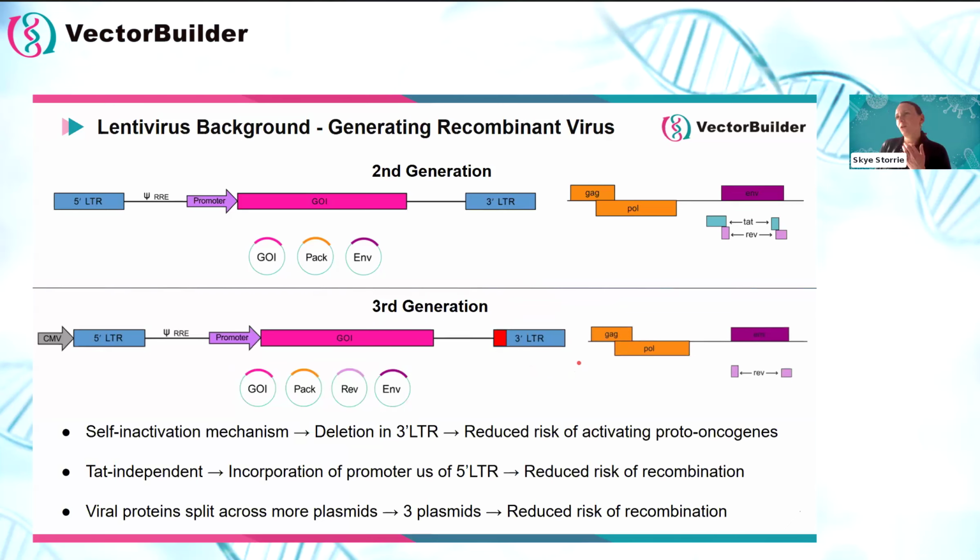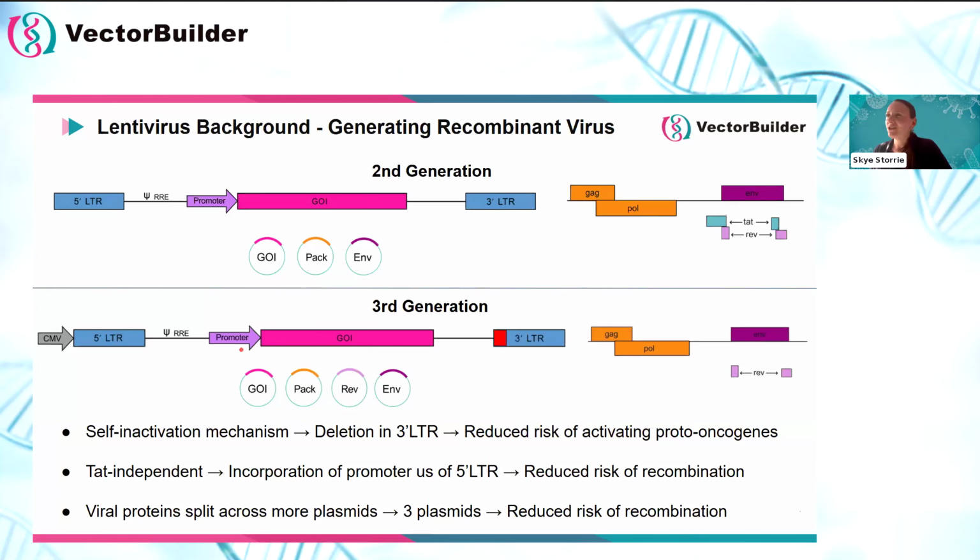But now a lot of people are moving more towards the third generation system. And this is because there are a number of safety concerns associated with the second generation system, including the fact that recombination can actually lead to the generation of replication competent viruses. And also because the 5' and 3' long terminal repeats do actually have enhancer promoter activity. And following integration of the viral genome into the host genome, if it inserts near proto-oncogenes, this can actually lead to cancer.